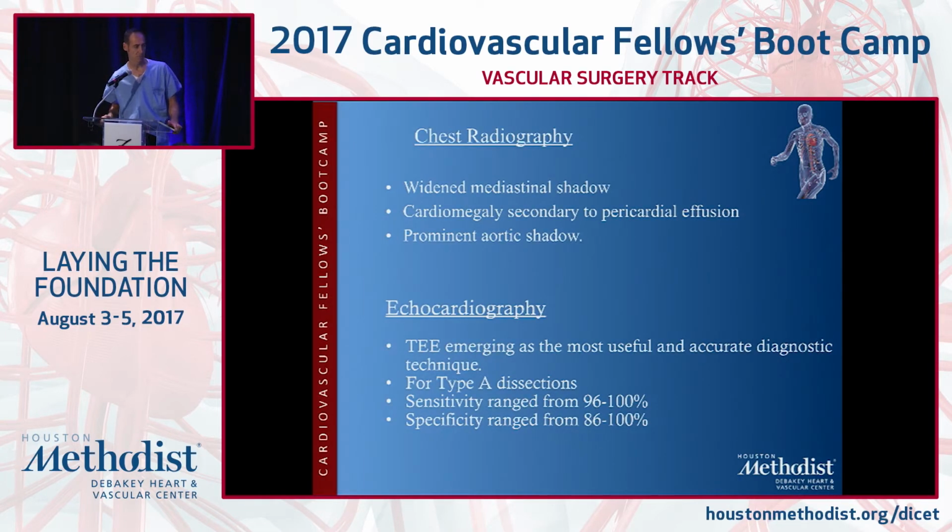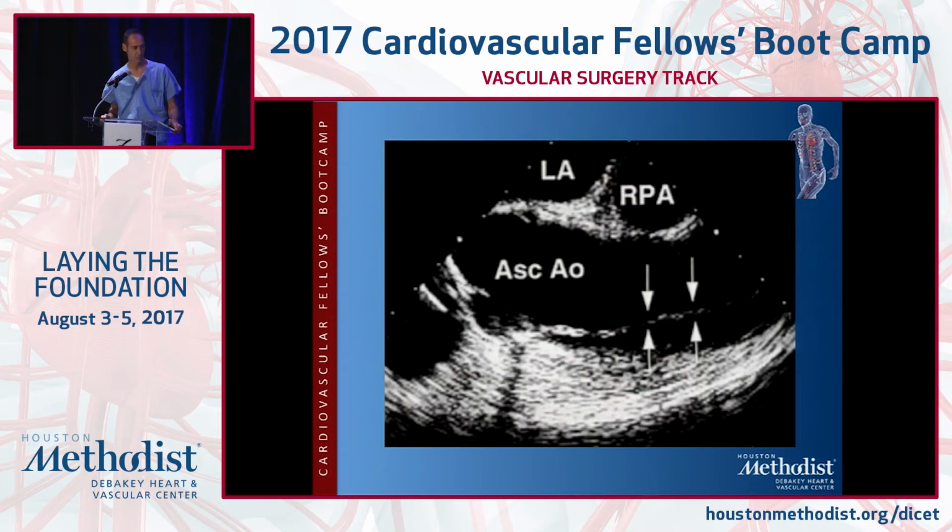And then if you were going to look at some of the sensitivities, you can see there for a TEE, sensitivity ranges between 96 and 100%, and specificity around 86 to 100%. And that's essentially what it would look like if you used IVUS. You also know what it looks like when you're doing that with a catheter. You see that flap that's mobile within your ultrasound image.